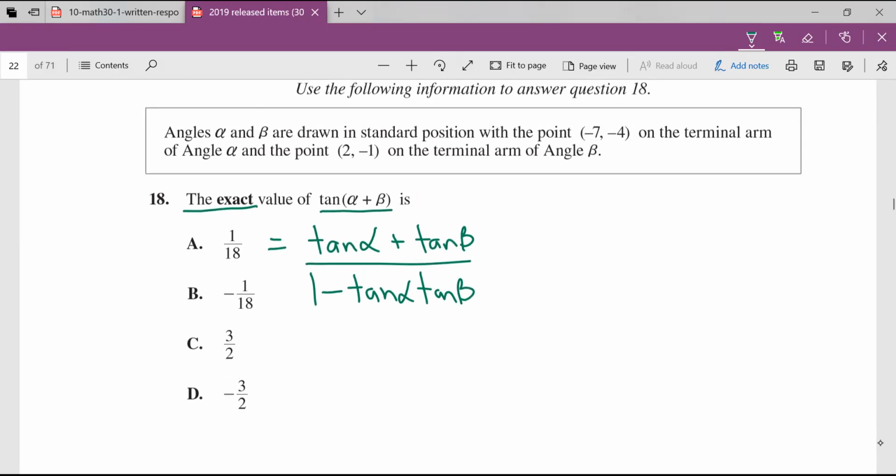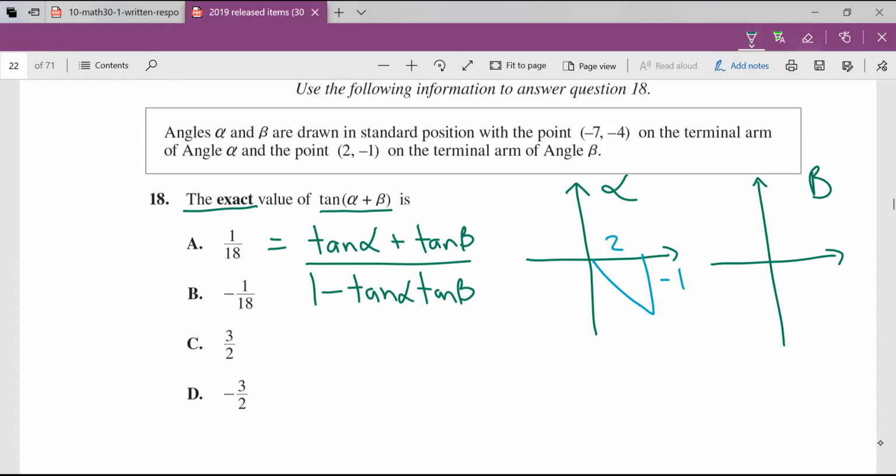So what we're going to have to do here then is draw out our two angles. So here's alpha. It says alpha is 2, -1. So we're at 2 and -1. So here's our triangle. Okay. And beta, well, what does beta look like? So beta is in quadrant 3. So that's -7, -4. So what does that tell us? Well, that tells us what tan alpha is. Tan alpha then is opposite over adjacent, y over x. And tan beta is -4/7, so +4/7.